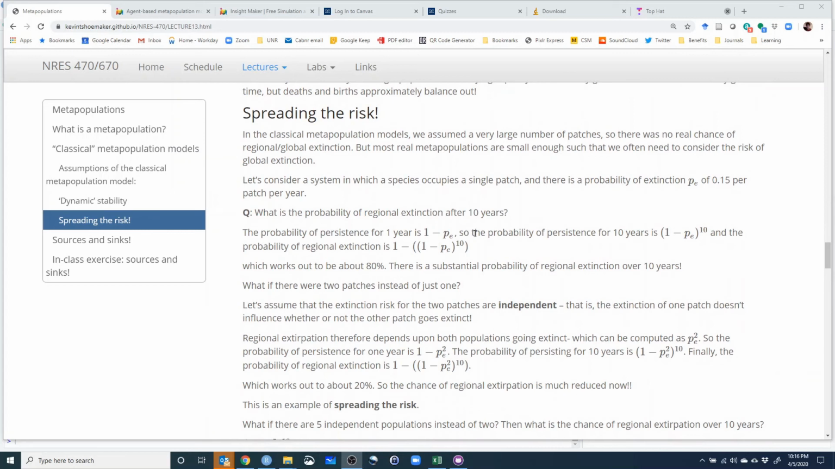Another important concept is the idea of spreading the risk. In classical metapopulations, we assume a very large number of patches, so there's no real chance of global extinction. But in the real world, as we start to relax the assumptions of classical metapopulation models, we have a finite number of patches, and there may be a finite risk of all patches going extinct. So let's think about this in concrete terms. Let's imagine a system where a species occupies a single patch, and there's a probability of extinction of 0.15 per patch per year, all right? A 15% chance of extinction each year.